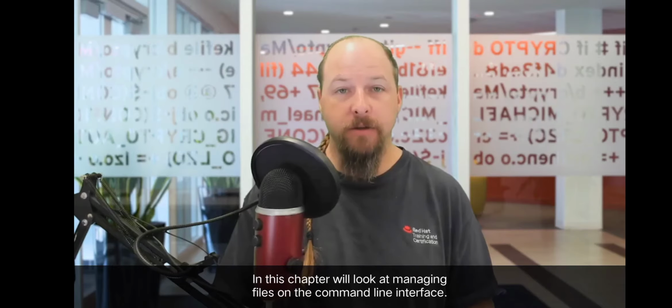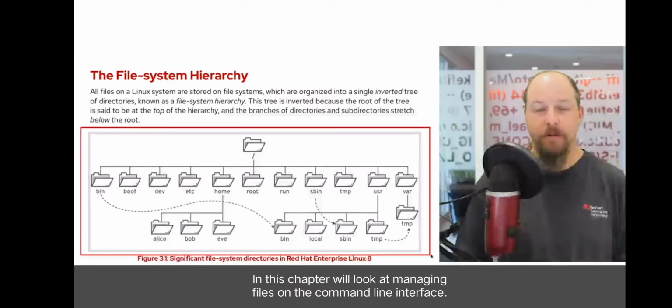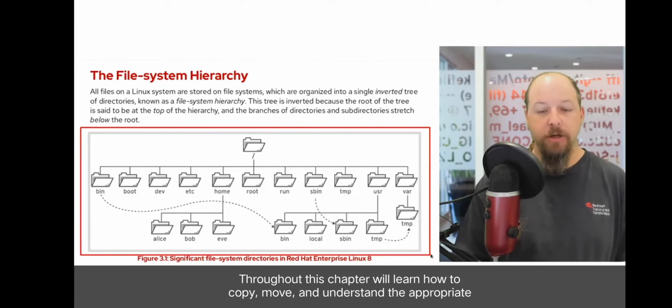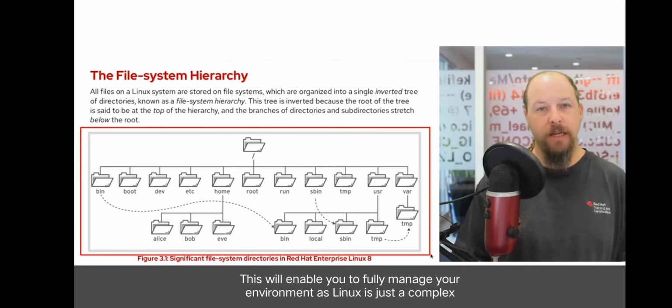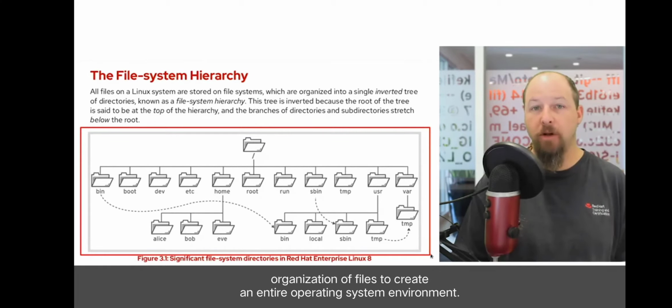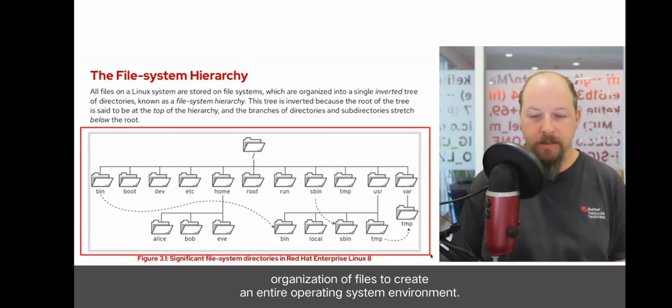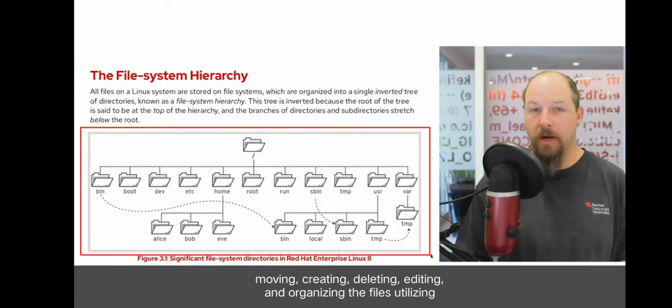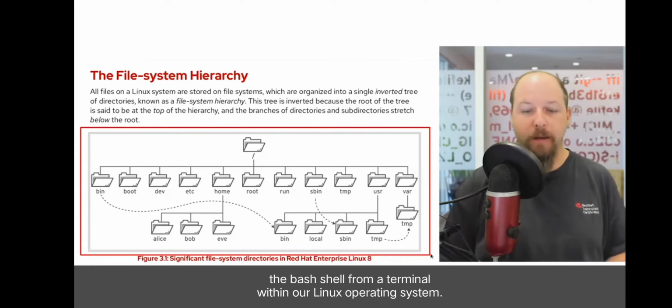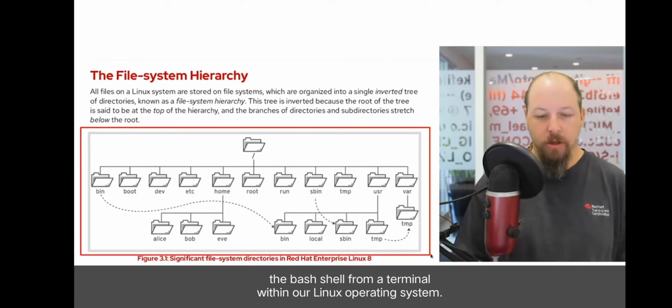In this chapter, we'll look at managing files on the command line interface. Throughout this chapter, we'll learn how to copy, move, and understand the appropriate places for the different types of files that comprise our operating system. This will enable you to fully manage your environment, as Linux is just a complex organization of files to create an entire operating system environment. By the end of this chapter, you should feel comfortable copying, moving, creating, deleting, editing, and organizing the files, utilizing the bash shell from a terminal within our Linux operating system.